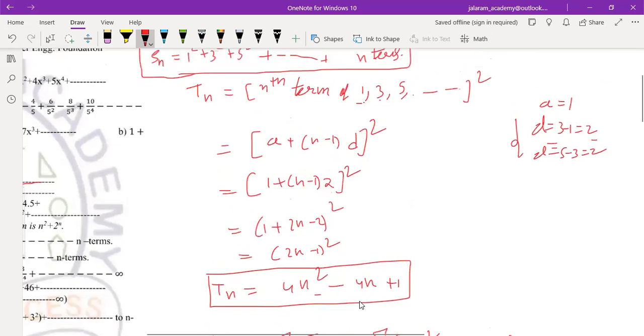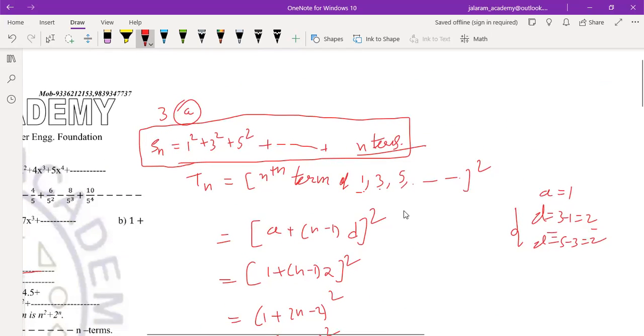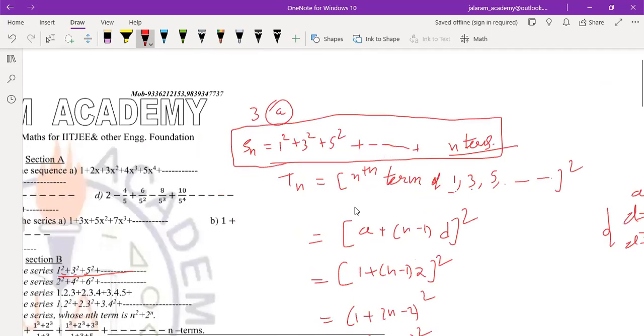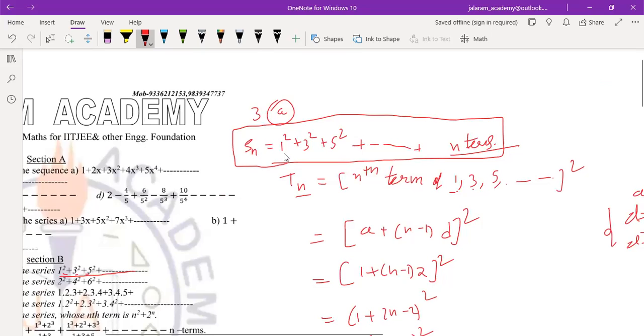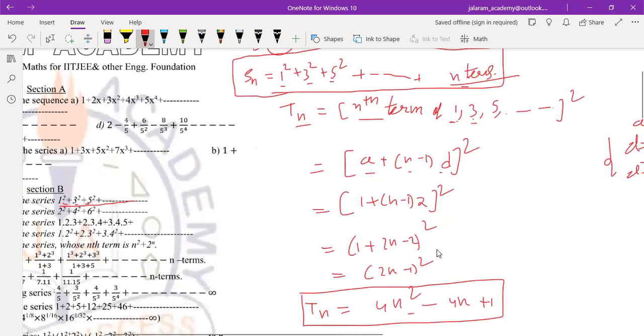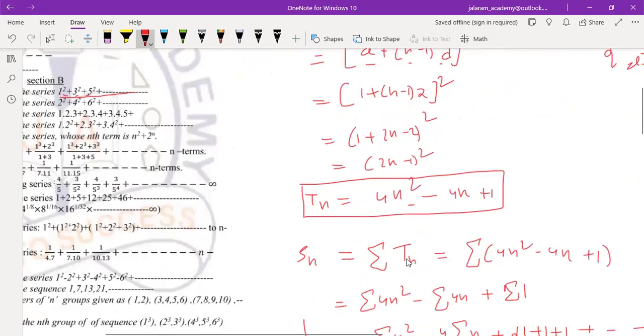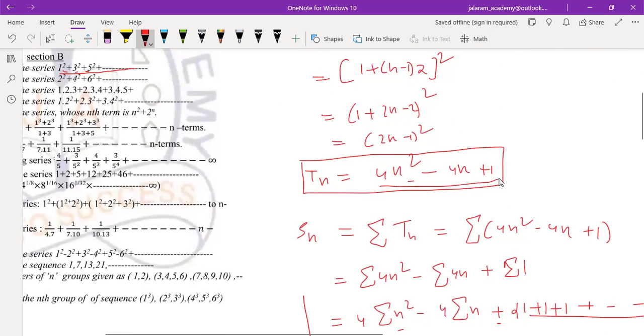Now the series is 1 square plus 3 square plus 5 square and so on up to n terms. The procedure is that first we have to find the nth term, and we observe that except for the square, it's an AP: 1, 3, 5 and so on up to n terms. So find its nth term, which is obtained by the formula a plus n minus 1 into d, where a is 1 and d is the common difference, 3 minus 1, which is 2, whole square. That equals 1 plus n minus 1 into 2, whole square, that is 1 plus 2n minus 2 whole square, 2n minus 1 whole square. On expanding, it gives 4n square minus 4n plus 1.